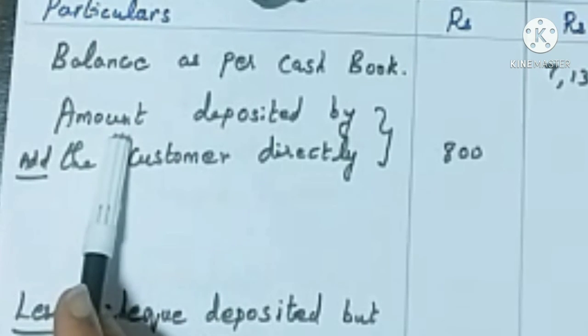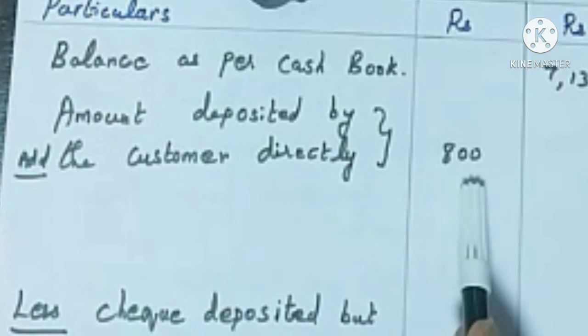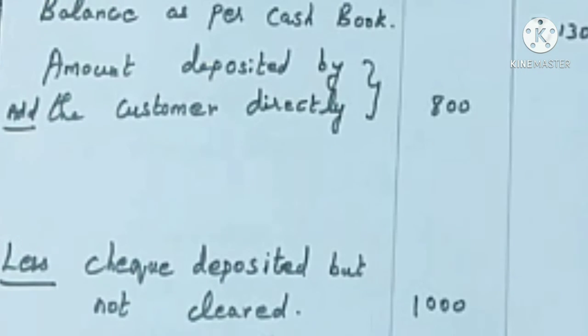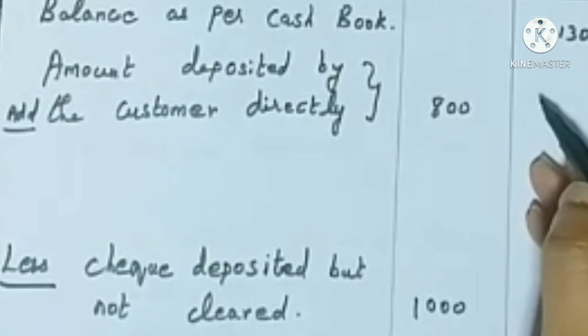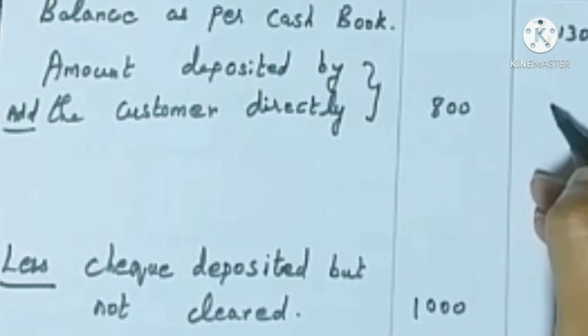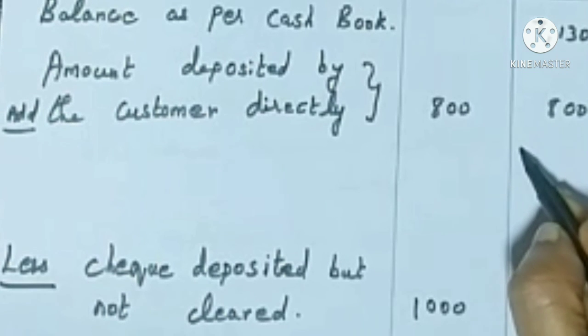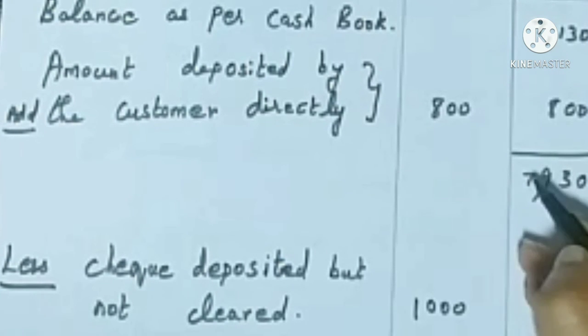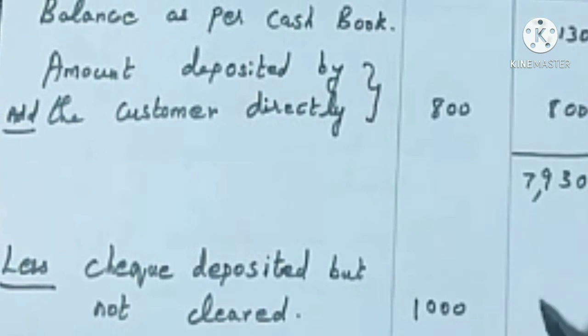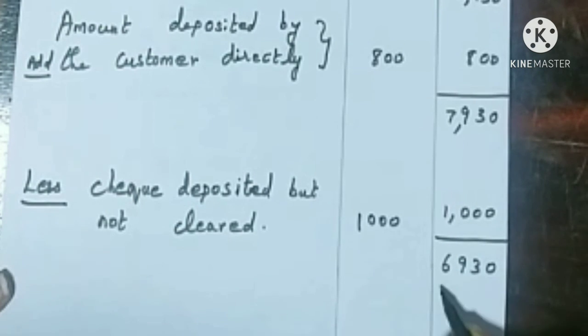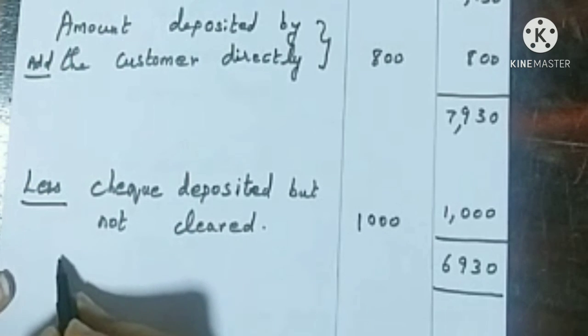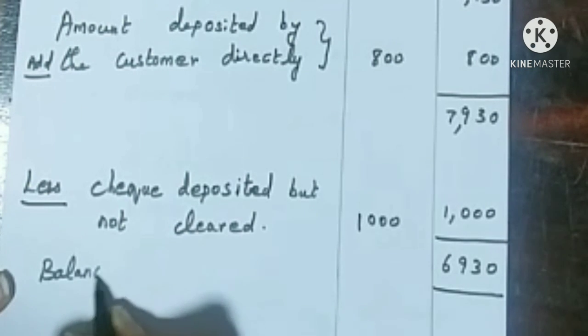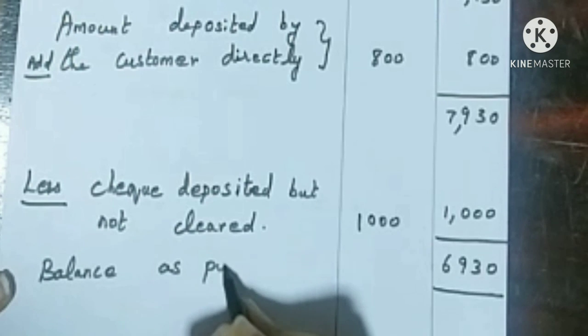Now the amount deposited by the customer directly is added and check deposited but not cleared is deducted. So from this 7,130, I am going to add 800. So what is the total now? 7,930. And I am going to deduct this ₹1,000. So what will I get now? 6,930. What is this called now? This is balance as per passbook.